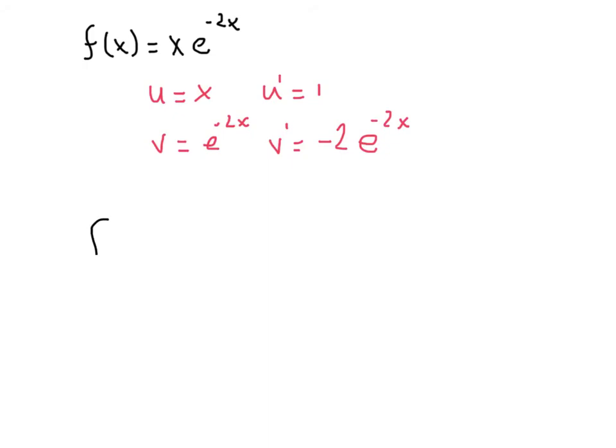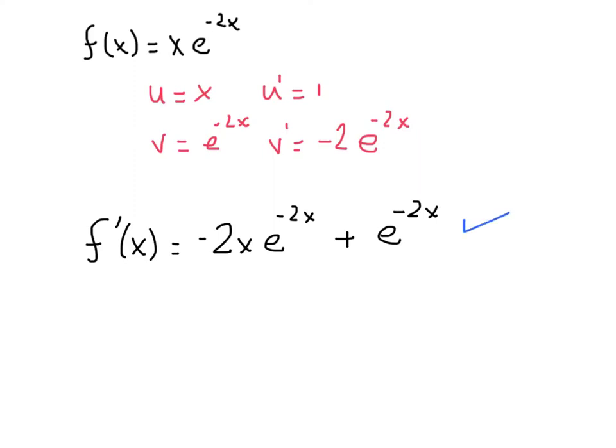So when we go to write out our f prime of x, we use the product rule. U times v prime would be our x times negative 2e to the negative 2x. And I'm just going to write this in the standard order, which would be negative 2x e to the negative 2x. That's u times v prime plus e to the negative 2x times 1, which would be e to the negative 2x. This is a perfectly reasonable way to write that answer.